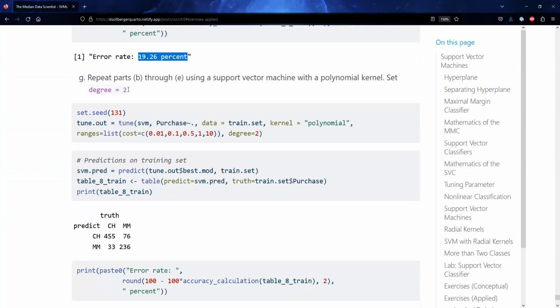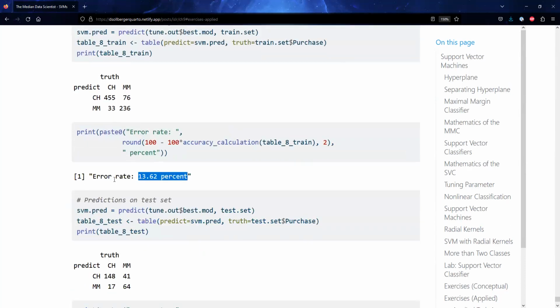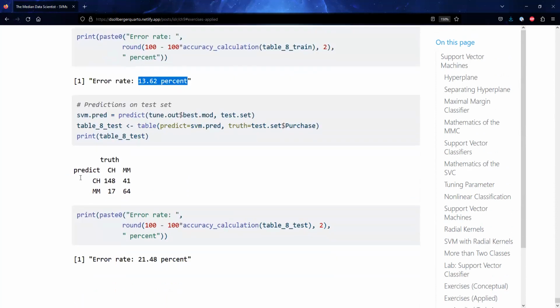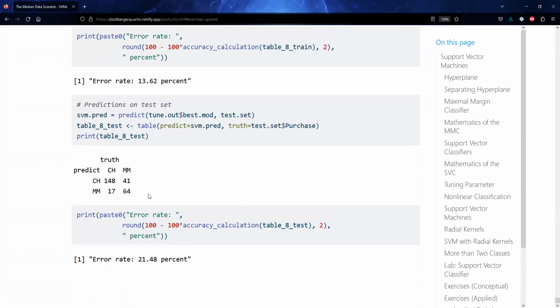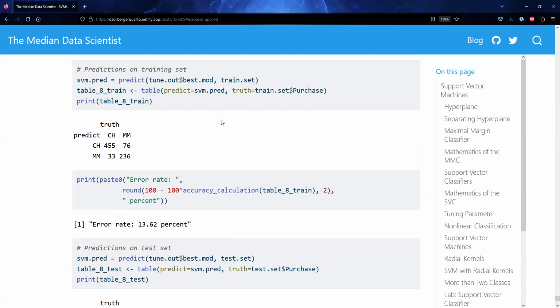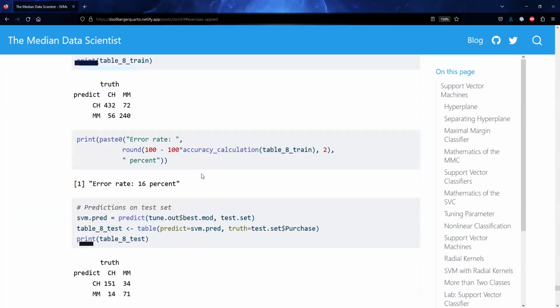So then finally, part G asks us to practice with a polynomial kernel. Try out a second degree polynomial at first. The error rate goes down to about 13.62% on the training set, but then the error rate is higher on the testing set. All these numbers for the error rates are relatively close together. It's just something to keep in mind. And the textbook authors probably wanted us to focus more on practicing our skills rather than getting excellent results.